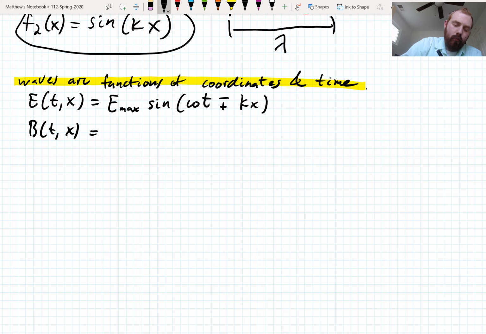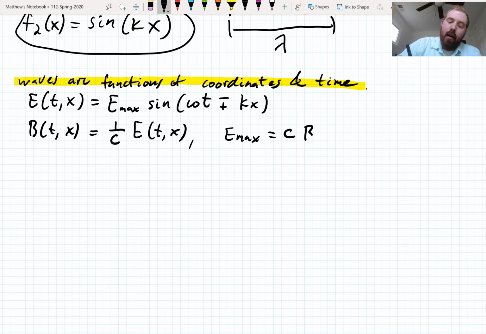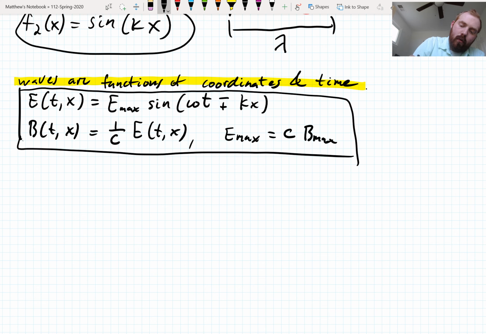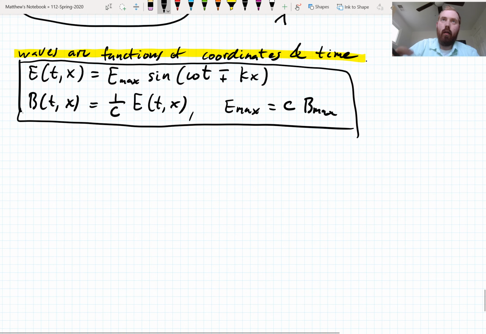The magnetic field is a very similar expression. It is 1 over the speed of light times the previous expression, with the caveat that Emax equals c Bmax. Must be true. All right. So some notes on this. The minus plus. Well, what's that about?